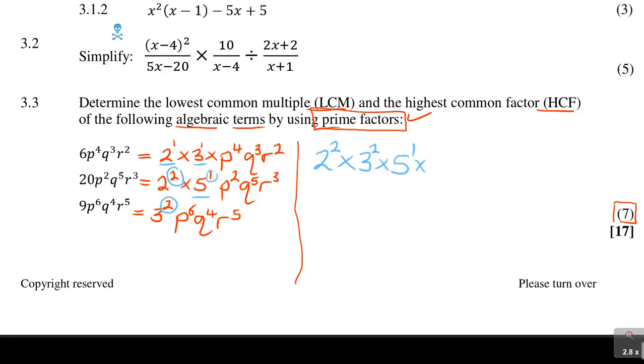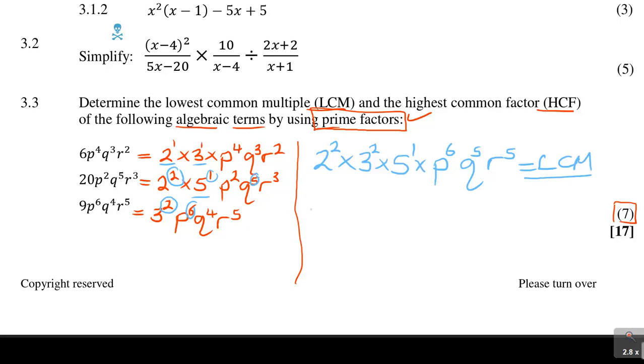On the letters, write the letters again, p, q, and r. Look for the highest powers. For p it's 4, 2, 6, so 6 is the biggest there. For q it's 3, 5, 4, so 5 is the biggest. And for r it's 2, 3, 5. There is a 5. So this is our LCM. That's how you find the LCM.